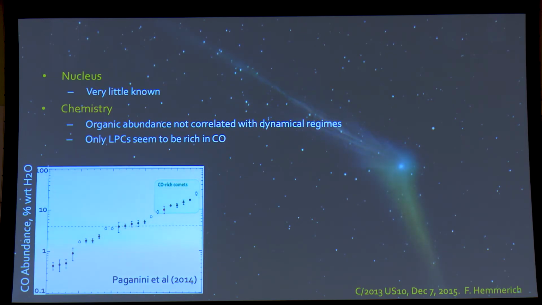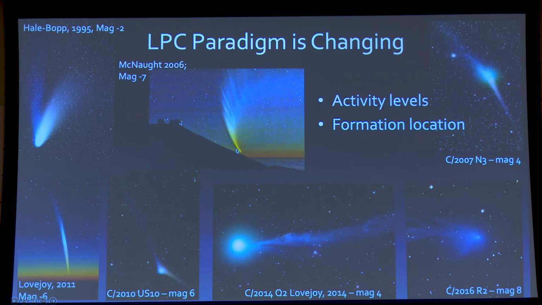Mike Mumma, Mike DiSanti, and other colleagues, Neil Dello Russo, have been looking at the chemistry of the parent molecules that come off. And they too find the same trend, that there's some organic rich, organic normal, and organic depleted comets, and it doesn't seem to depend on where we think they formed in the nebula. However, only the long period comets seem to be really rich in carbon monoxide. So we're starting to see a paradigm change in what we're thinking of for long period comets.